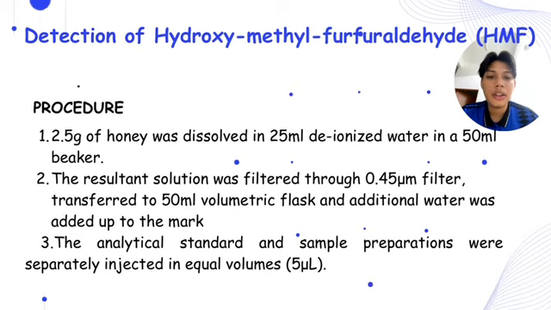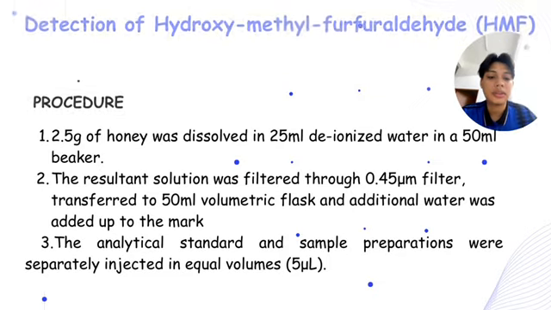Detection of hydroxymethylfurfural (HMF). Procedure. Number 1. 2.5 g of honey was dissolved in 25 ml deionized water in a 15 ml beaker. Number 2. The resultant solution was filtered through a 0.45 micrometer filter, transferred to a 15 ml volumetric flask, and additional water was added up to the mark. Number 3. The analytical standard and sample preparation were separately injected in an equal volume, 5 microliter.